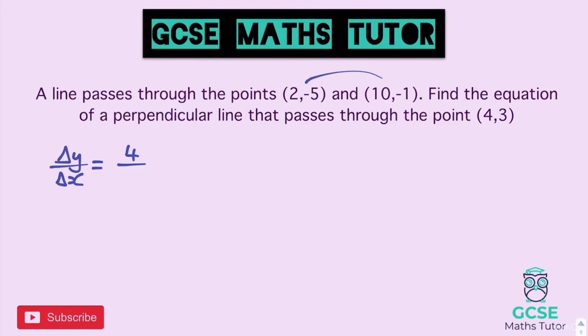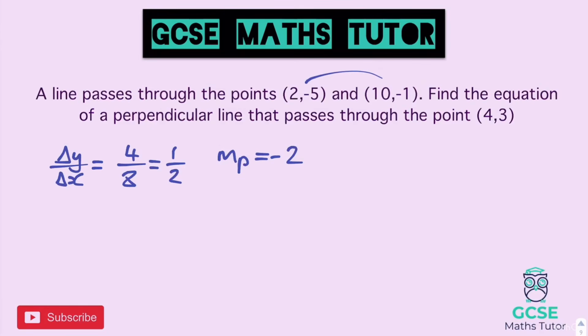Then from 2 to 10 for the x coordinate, that is 8. There we go, 4 over 8. And if you simplify that down, you get 1 over 2. So you get a half again for this one. So our perpendicular gradient, flip it over, put it with a negative, negative 2.